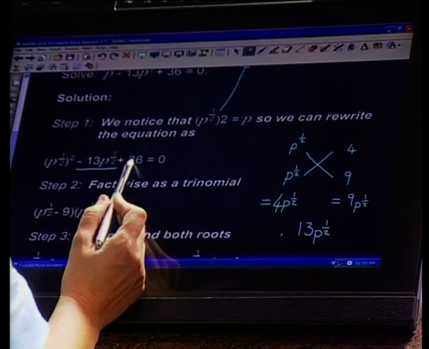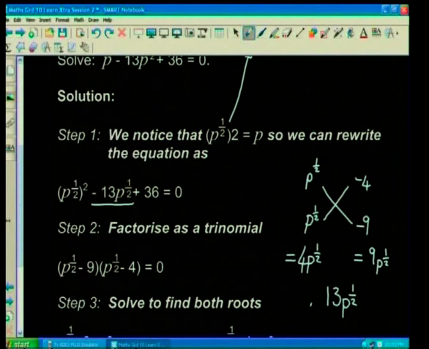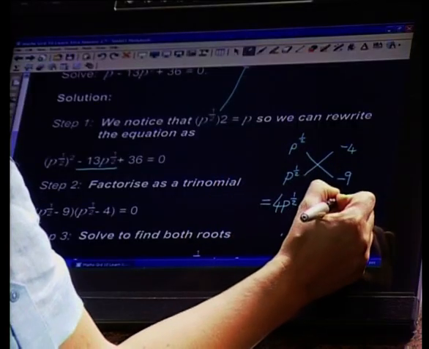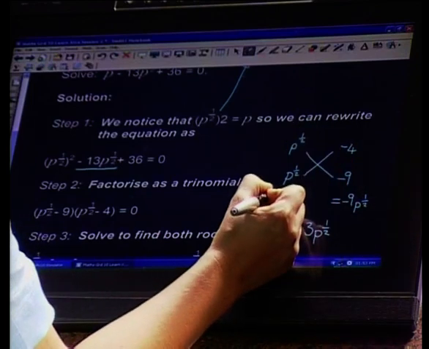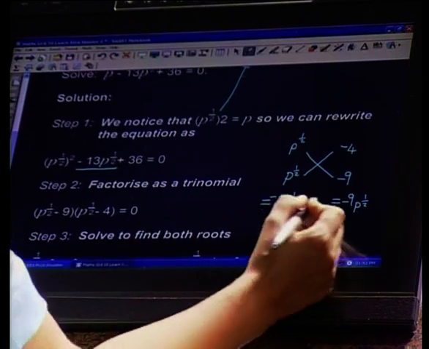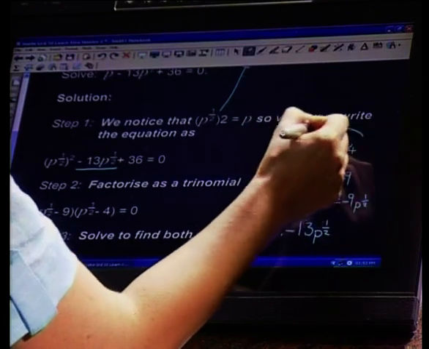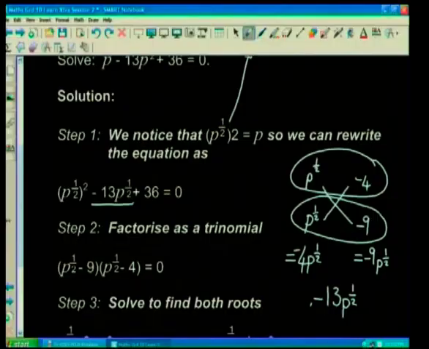Well, 4 times 9 gives us 36, but we also know that negative 4 times negative 9 gives us positive 36 as well. And if it is negative 9 times p to the power of half, we're going to get negative 9 p to the power of half, and the same with the negative 4, giving us an answer of negative 13. So this will in fact work, which means that our factors for our trinomial are going to be p to the power of half minus 4 and p to the power of half minus 9, which they've done for us in the next step.